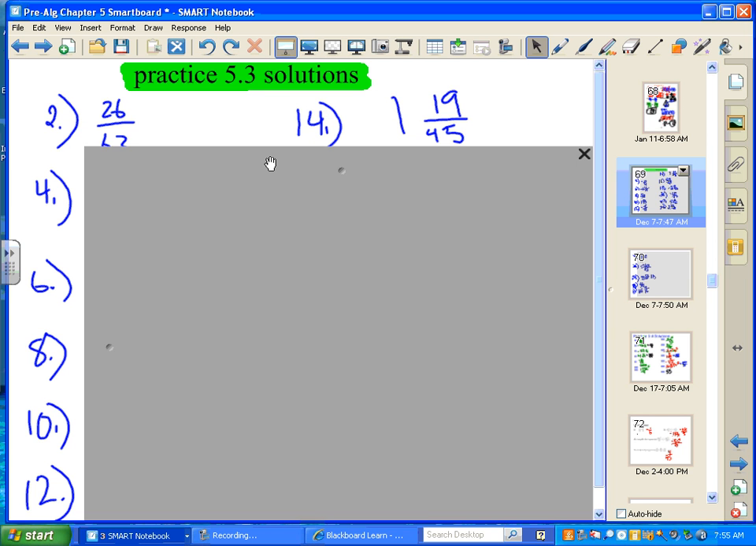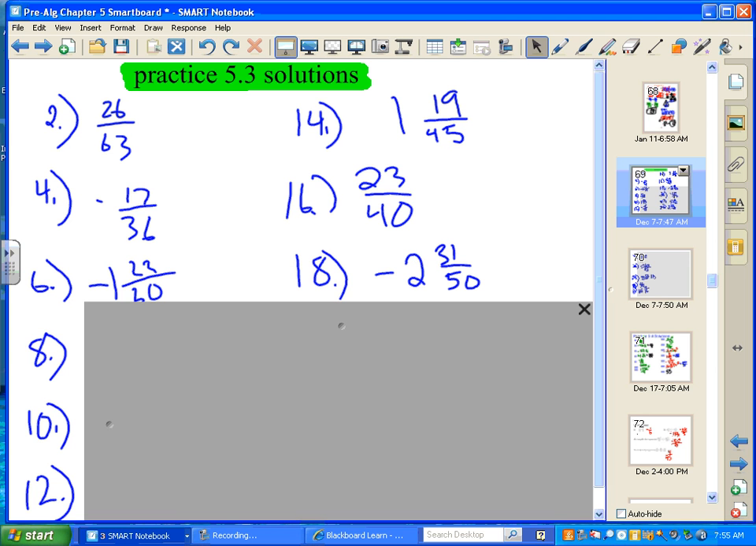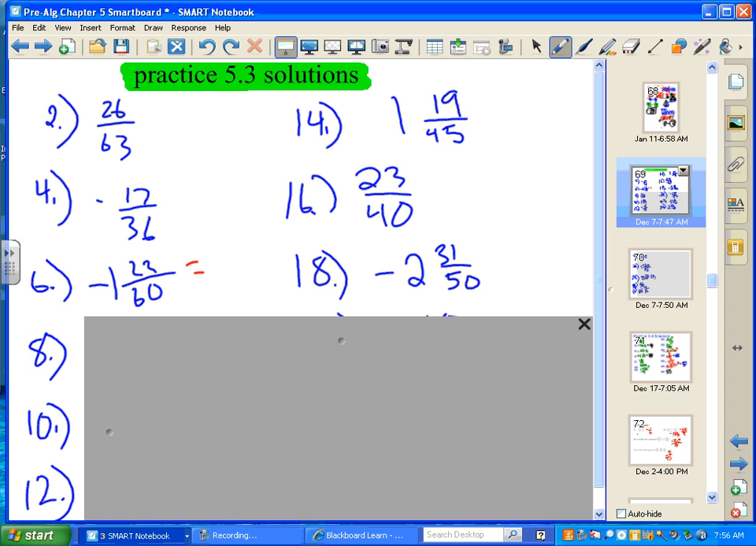Good, 26 over 63. Matt, number 4. Awesome. Number 6, Jeremy. Good, -83 over 60, which is the same thing as -1 and 23 over 60. Okay, number 8, Donatus.